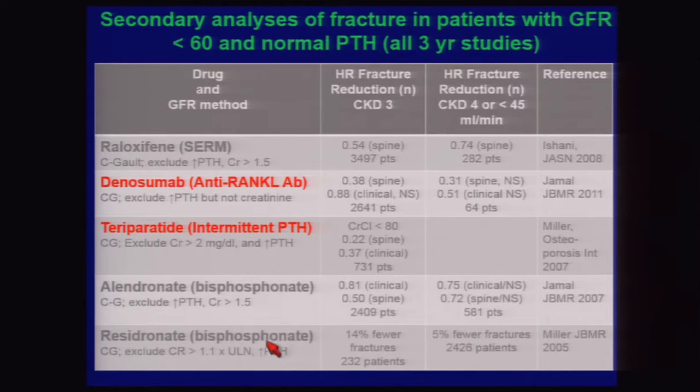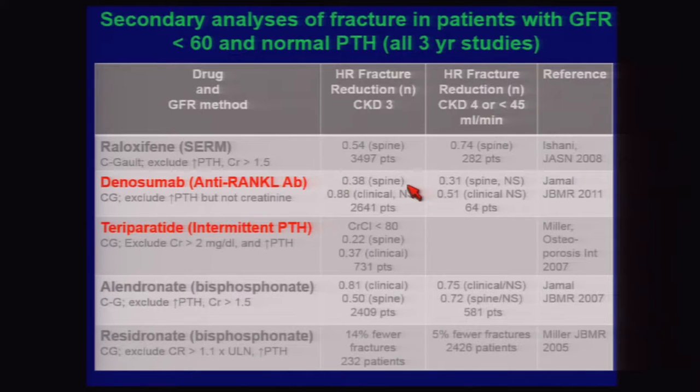So when we look at the bisphosphonates, here alendronate or Fosamax, and here risedronate or Actonel, and the patients who had renal failure, whether it was CKD stages 3 or 4 or less than 45 mLs per minute, there were reduced rates of fracture for these patients treated with bisphosphonates. For raloxifene, which is a SERM, there was also a reduced risk of fracture in treated patients compared to the placebo group.